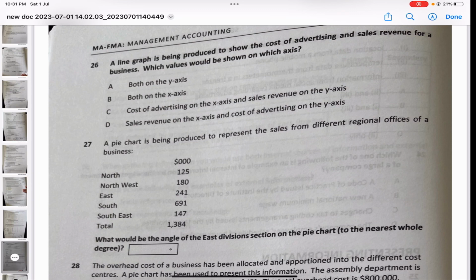Why? Because the sales revenue is dependent on the money spent on advertising. Right, the more advertising is done, the higher the sales revenue would be. So as and when my advertising is increasing, my sales is going to keep increasing, right? So if my x-axis is increasing, then my y will be increasing. And if you remember your previous chapter, something we discussed in the cost chapter, you know that y is a dependent variable. So since sales revenue is dependent on cost of advertising, sales revenue is the dependent variable which will be on the y-axis, whereas the cost of advertising would be on the x-axis.